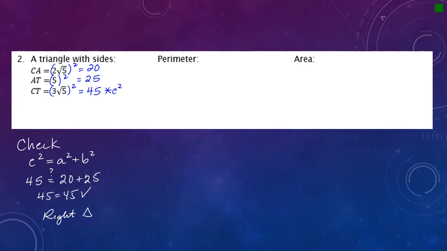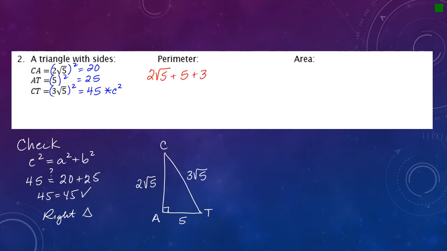So for the perimeter, I'm going to draw a picture first. And I'm going to label my sides. My longest side is 3 root 5. And I know that's the longest side because when I squared it, it came out to be the biggest number. And that is side CT. So that means this has to be A. All right, side CA is 2 root 5. This is a right triangle. And then AT is 5. So for my perimeter, all I'm doing is adding up these three sides. So I'm going to have 2 root 5 plus 5 plus 3 root 5.